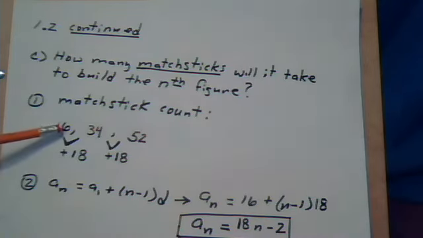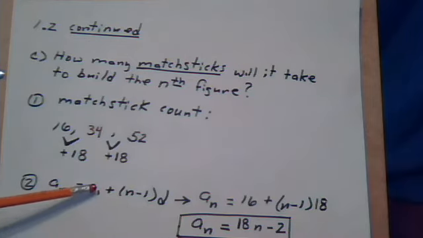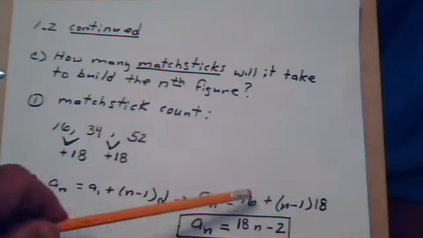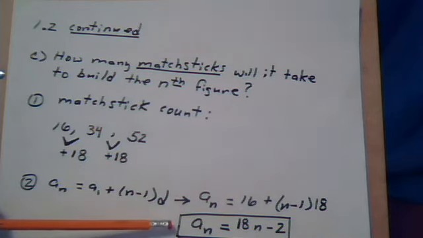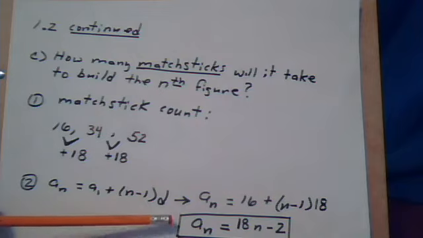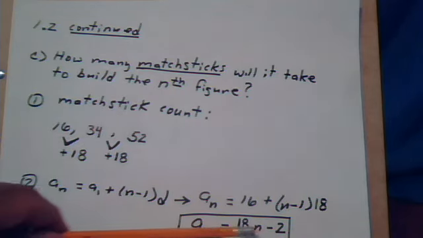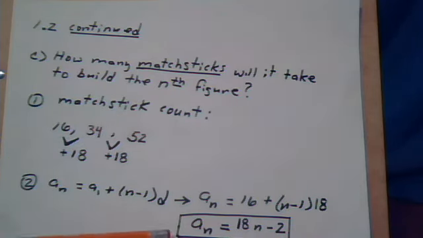So now we know that 16 is a sub 1 and 18 is the D. You write your formula down, replace a sub 1 with 16 and replace the D with an 18, simplify, and this represents the nth figure. In other words, this formula, if you were to tell it what figure, figure number 11, 20, it doesn't matter, and you plug in that number there, it would tell you how many matchsticks that figure had. But since they were asking for the nth figure, we leave the n alone. We don't replace it with anything. This is the nth term.